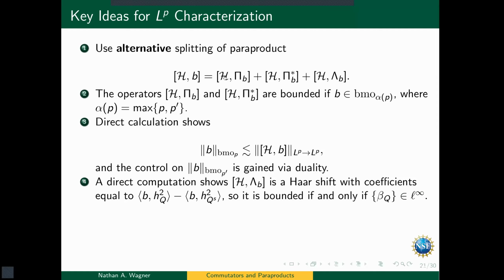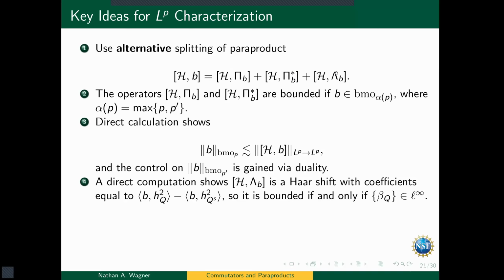And then we've dealt with these first two pieces, right, in the decomposition, but we have to deal with the third piece. And this piece, you do a calculation, and you see that it's actually a Haar shift with coefficients equal to this beta Q quantity, which is the difference of these inner products, which is, again, this kind of funny condition that involves b inner product with h_Q squared. And this operator is going to be bounded if and only if the sequence of coefficients is in little L infinity.